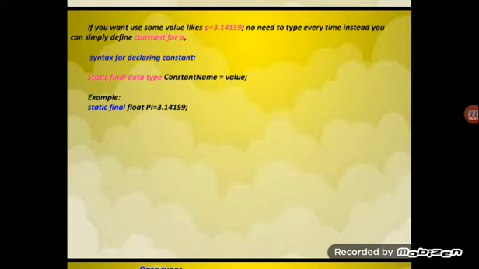Syntax for declaring a constant: static final data type, constant name is equal to some value.